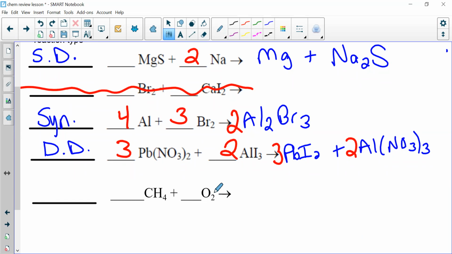Melody, what do you think? It is complete combustion. Yeah, no, it's fine. This is complete combustion. This is my hydrocarbon and oxygen. So what's formed in complete combustion? Carbon dioxide and water. Yeah. You guys can put plus energy if you want, but I don't have to balance energy, so that's okay.